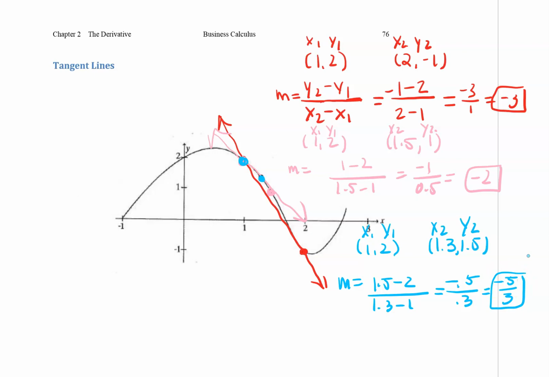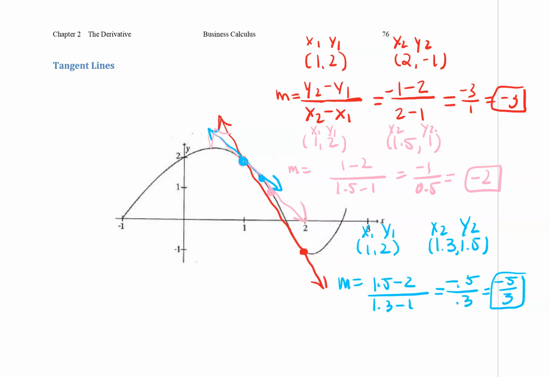And so negative 1 2/3, and so if I connect these 2 points, this now gives me almost getting closer to that tangent line. So you can see what's happening with the slopes here. We have a slope of negative 3, we have a slope of negative 2, then we have a slope of negative 1 2/3. So the closer and closer we get to that point 1, we're slowly creating a flat line at the point 1, known as a tangent line.